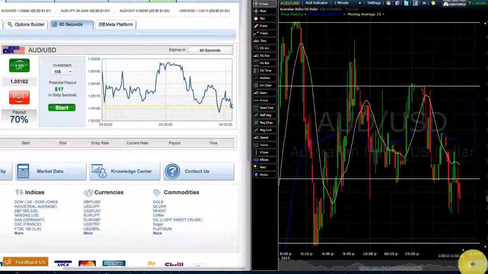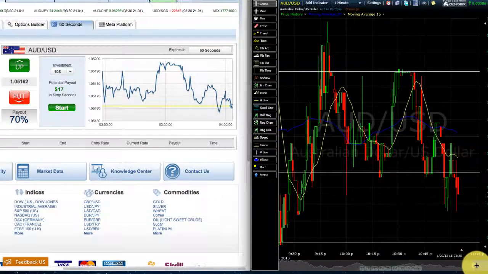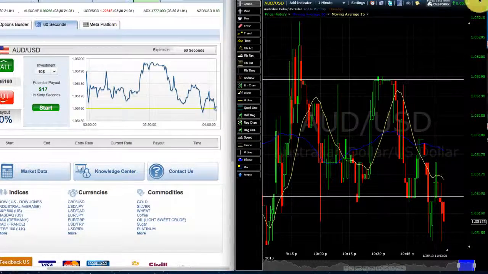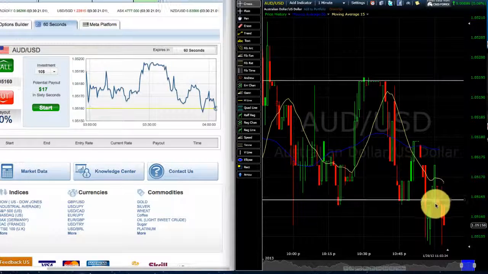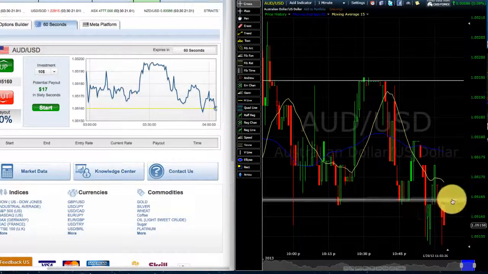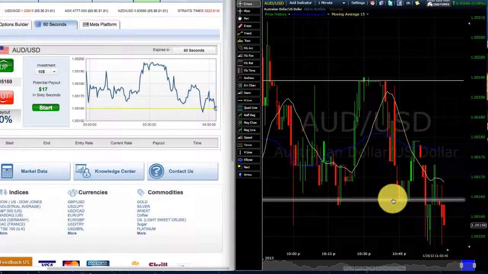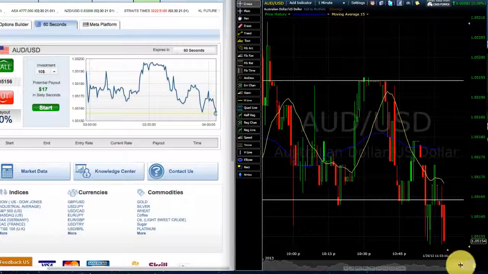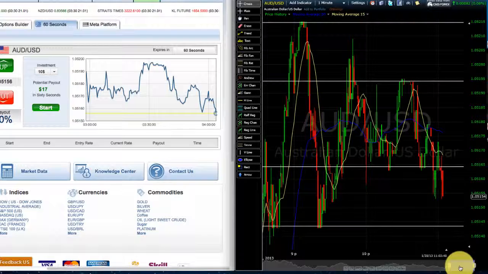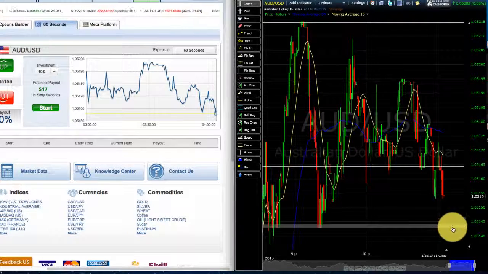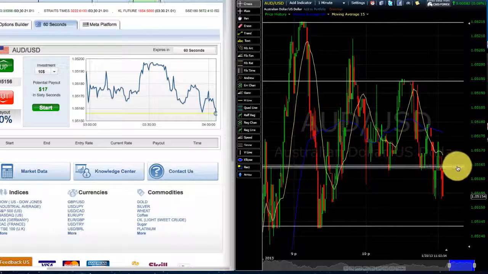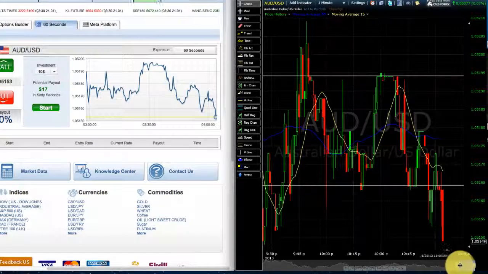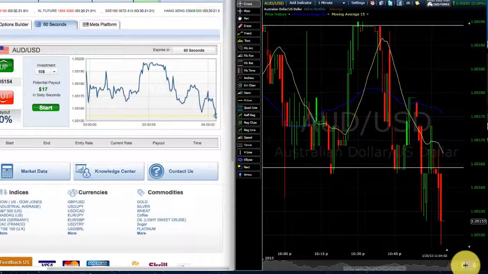So what we want to do is pay close attention to what the price is doing. At the moment it's broken through this support level, and it looks like it might be going to the next support level here, so then it becomes a resistance level. So if we see this continue on a downwards trend, we will look to trade this.